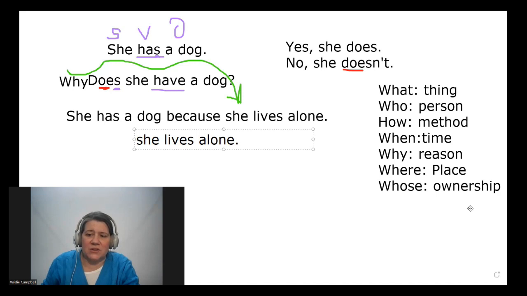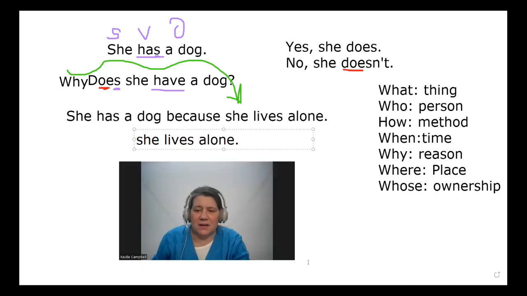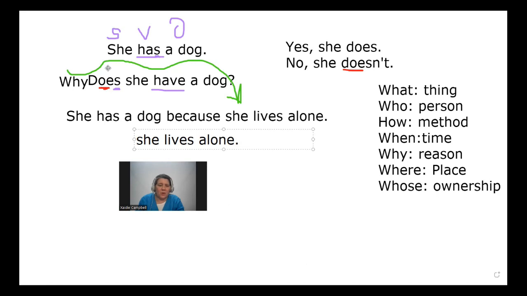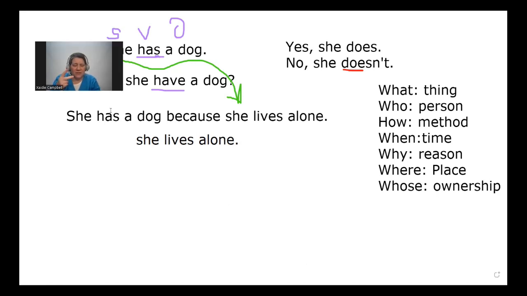So we need to, let me make myself smaller here. Remember, for a question, we need two verbs. That's why we used the does. We're going to use it again. So the question is, does she live alone?